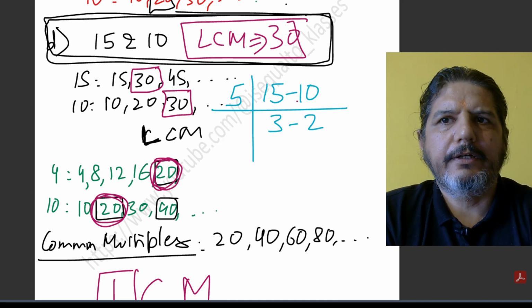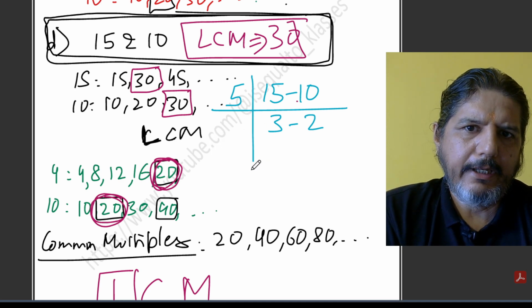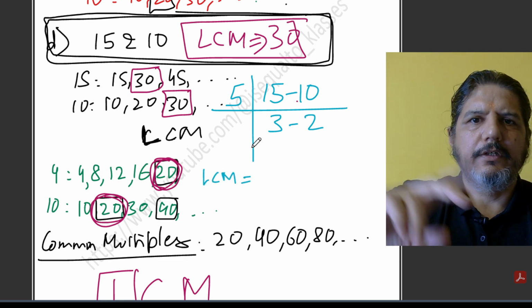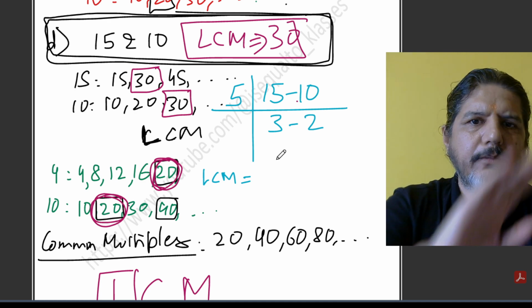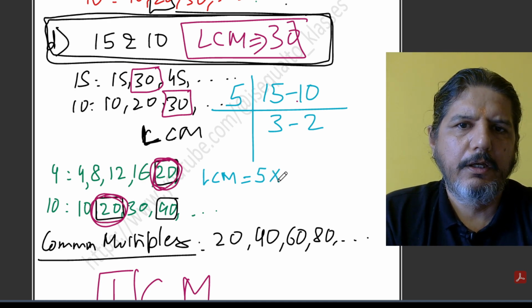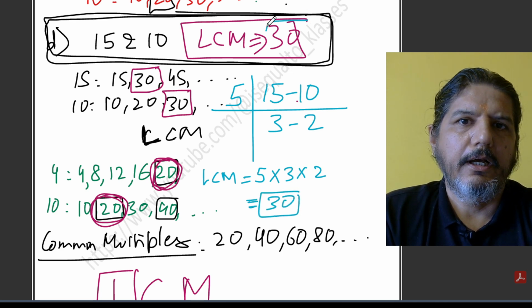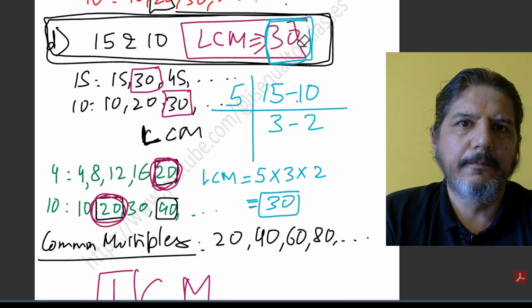Now, is there a common factor of 3 and 2? No, there is no common factor of 3 and 2. So, what I can do is write the LCM. Once you have reached a stage where there is no common prime factor, you can just multiply the numbers which are remaining. So the LCM is 5 into 3 into 2, which is 30. As before, the LCM is 30. Before also, we found the same LCM, 30.